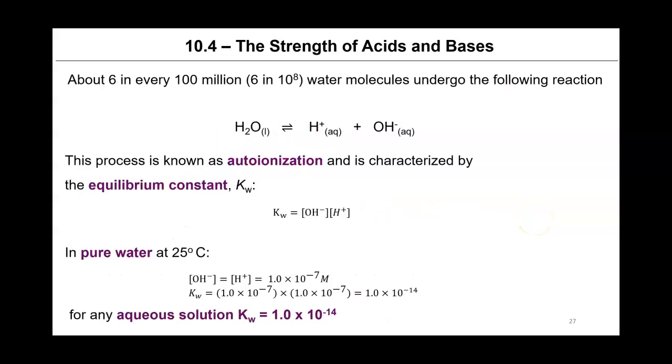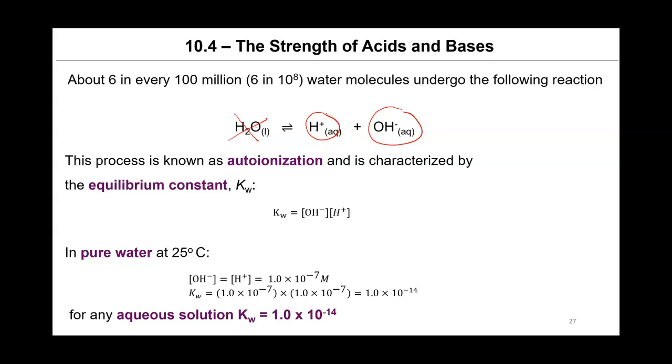An interesting property of water is that about 6 in every 100 million water molecules will ionize or fall apart to form hydrogen ions and hydroxide anions. This process is referred to as the autoionization of water, and we can write an equilibrium constant describing it. It's similar to a Ka. We're going to do products over reactants, but we're going to omit the concentration of the solvent.